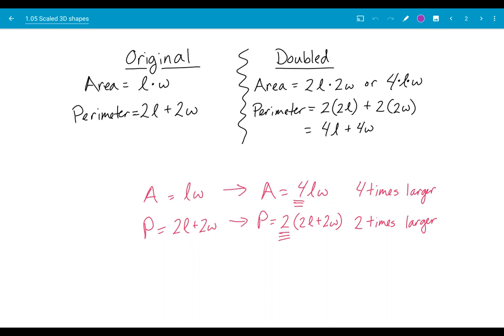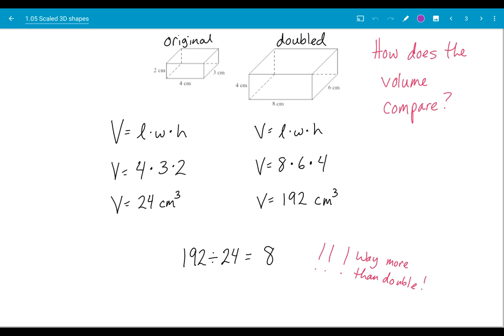What happens when we start looking at 3-dimensional shapes? So here I have a rectangular prism, and then I have the doubled version of the same rectangular prism. You can see the length, 4 centimeters, becomes 8 centimeters, 3 centimeters becomes 6 centimeters, and 2 becomes 4. So what we're going to do is compare the volume. We're using a very simple formula, length times width times height, and you can imagine we're using rectangular prisms because they're just easier to do the math for. At the end, we get 24 centimeters cubed for the original and 192 cubic centimeters for the doubled shape.